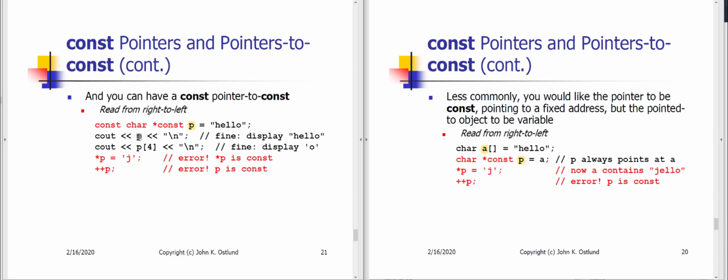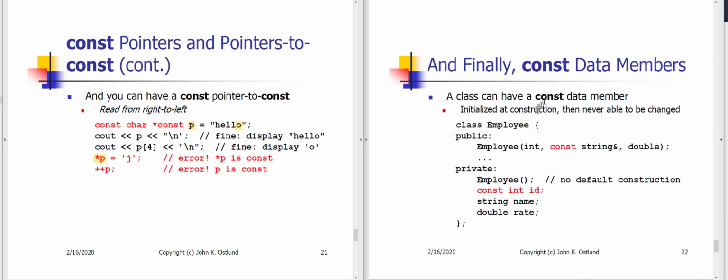I can access p. Here p is pointing at the little h in hello. So displaying p to cout displays hello. I can also access one of the elements within the array that p is pointing to. P sub 4 is going to be the sub 4 element of hello. So that's fine. But I cannot change the thing that p points to because p is pointing to a character which is constant. And I also cannot change p because p itself is a const.